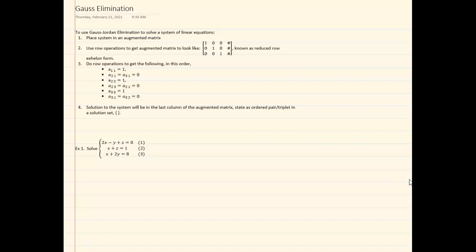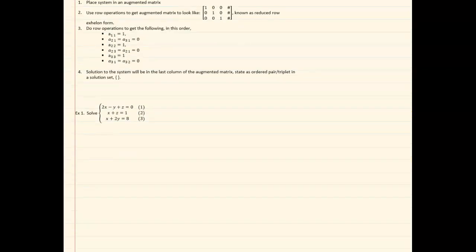So I have example number 1 here that we can take a look at. The first thing I'm going to do is put this into augmented form. So our augmented matrix would be 2, -1, 1, 0, and 1, 0, 1, 1, and 1, 2, 0, 8. So notice that the first thing we want to do is to get the position A11 to be a 1. So we want this to be a 1.